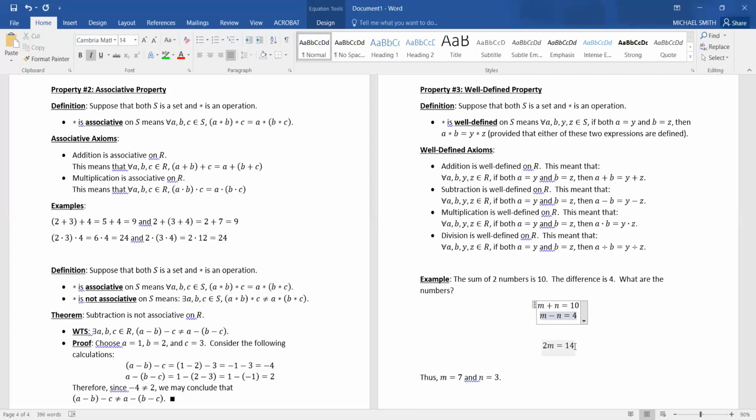Essentially what well defined says is that you can combine equals to equals and get equals. You can add equals to equals and get equals. You can subtract equals from equals and get equals. You can multiply equals and equals to get equals. And you can divide equals by equals and get equals, provided that your division is defined.